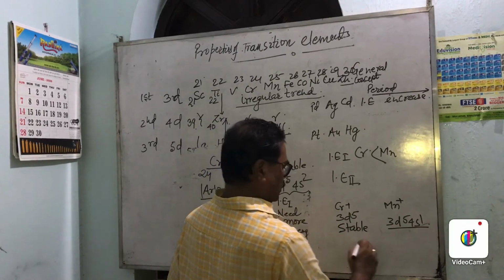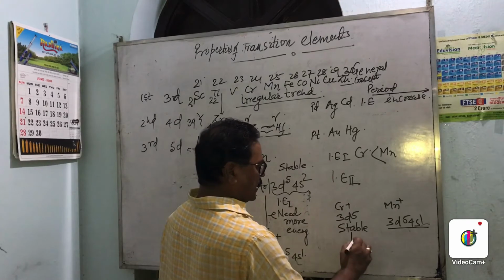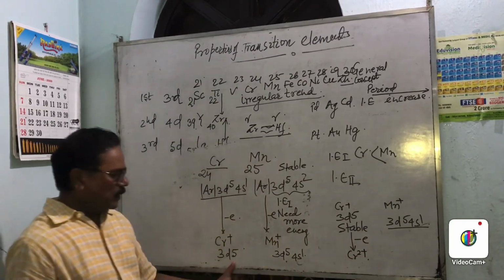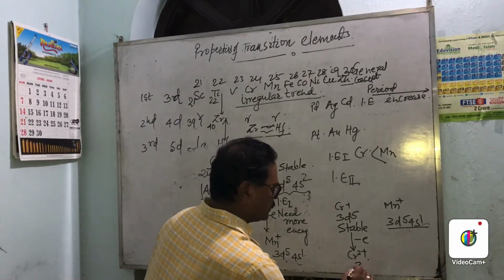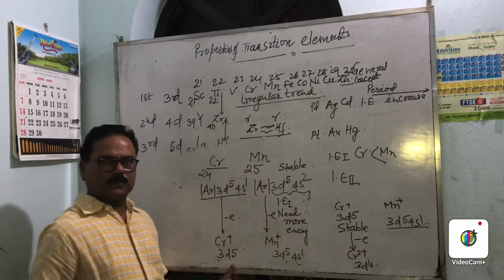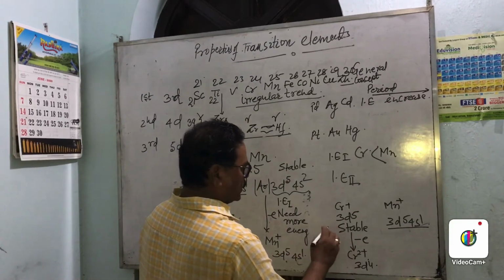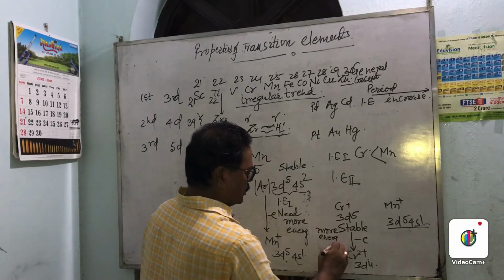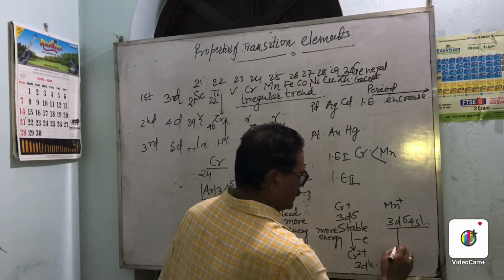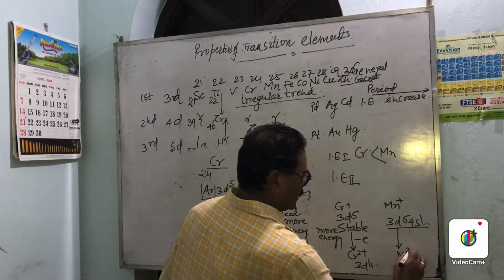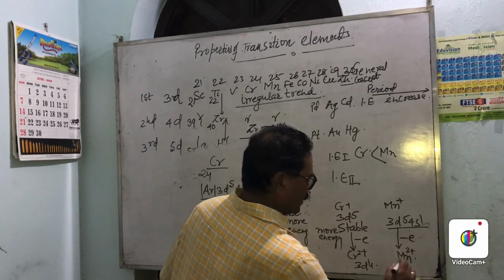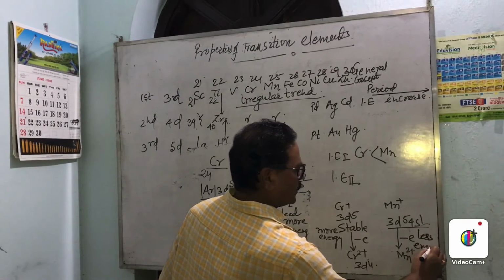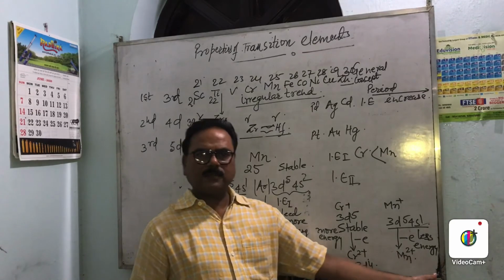It is not stable. So to remove the second electron to form the chromium 2+ ion, it will have the configuration 3d4. Now it needs more energy. And in the configuration of Mn2+, that is, to remove the electron, it needs less energy. Is it clear? This needs less energy.